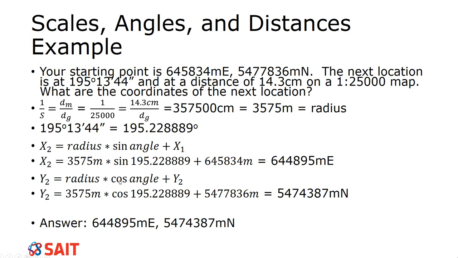Then y2 is the same, except this time we use cos for my formula. The radius is 3,575. That doesn't change because it's still the same radius. Then times cos of the angle plus the 5.4 million. Then I get my answer. It says it's 474,387 meters. Did it go down? Well, I see that it is 7,836 meters, and this is 4,387 meters. Does it make sense? Yes, it does.